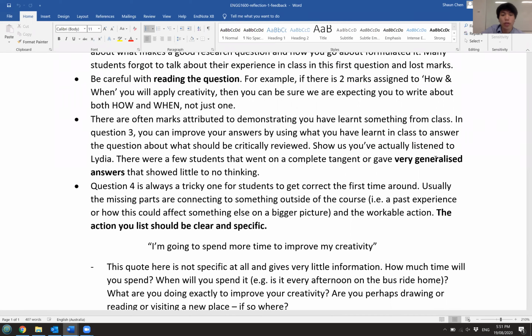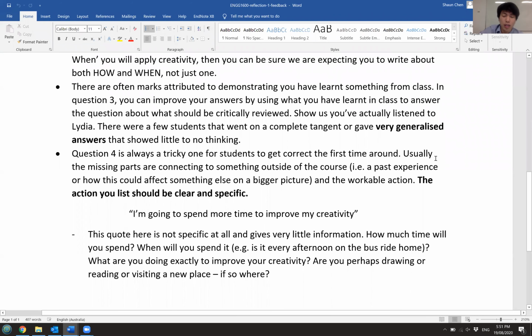The last one, question 4. Now, question 4 is a little bit tricky because this one students every year tend to get a bit confused on. But question 4 is really asking all about you. A big summary of how the week's gone, everything you've learned, and how you can take that forward moving forward.